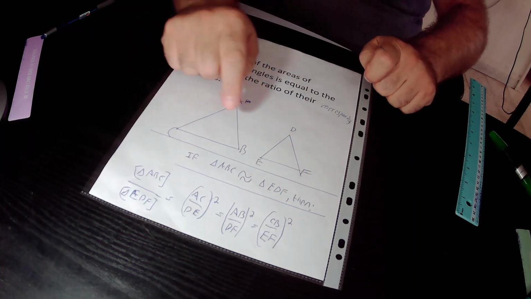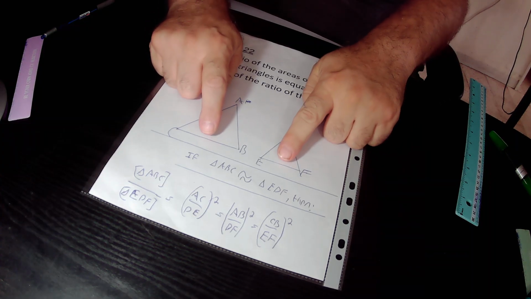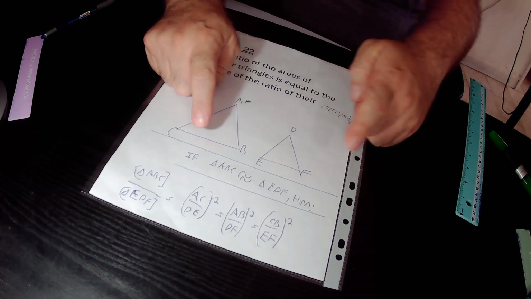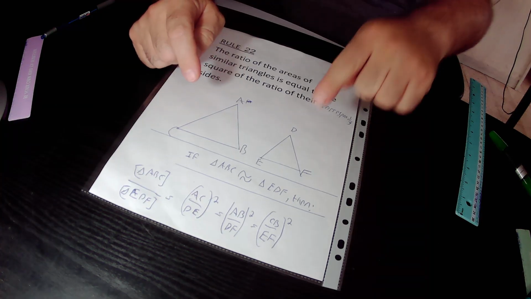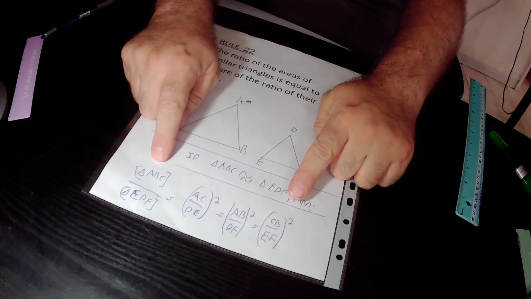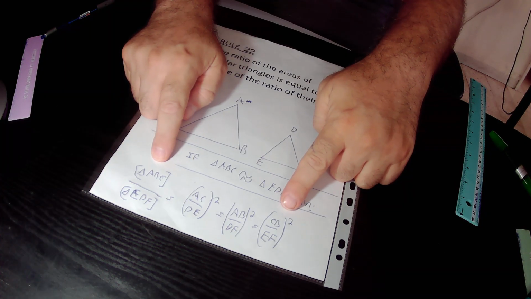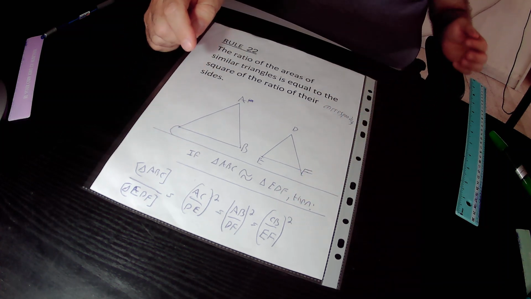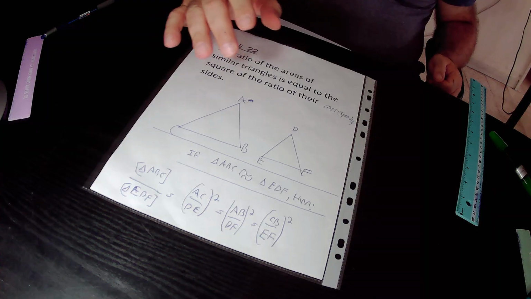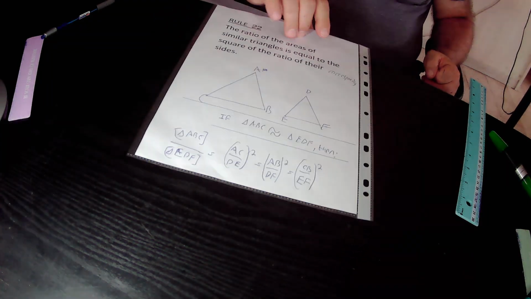And finally, side CB is the corresponding side of side EF. So what is the square of the ratio of those two corresponding sides? It is of course CB over EF squared. So the ratio between the areas of those two similar triangles is equal to the square of the ratio between their corresponding sides, which is CB over EF squared. Okay, so I can actually implement the new rule 22 in our two similar triangles.